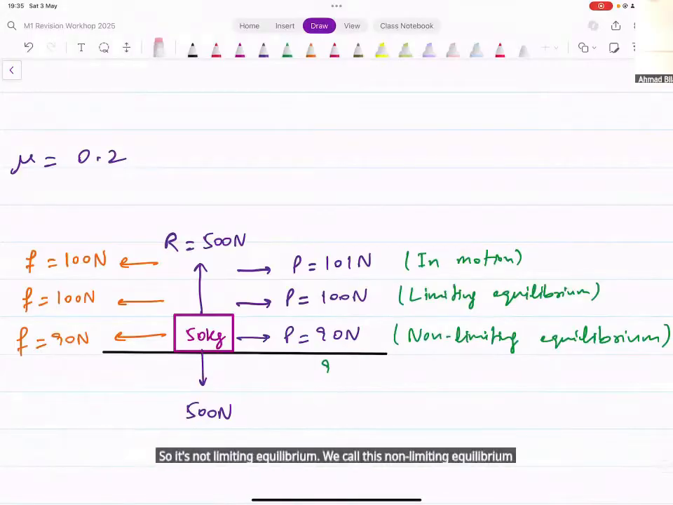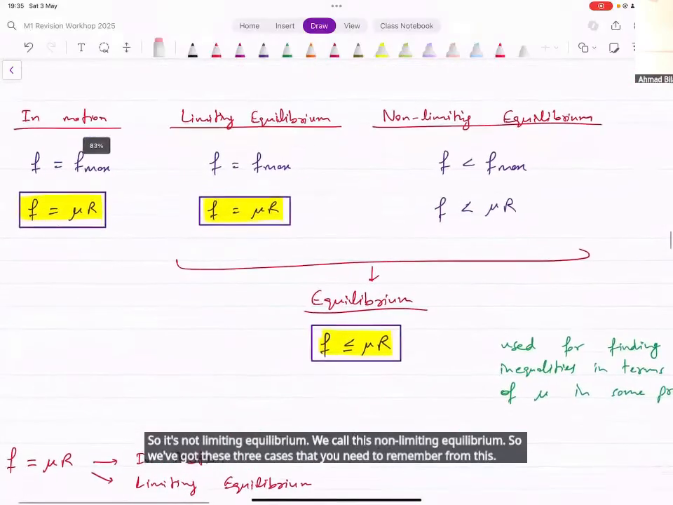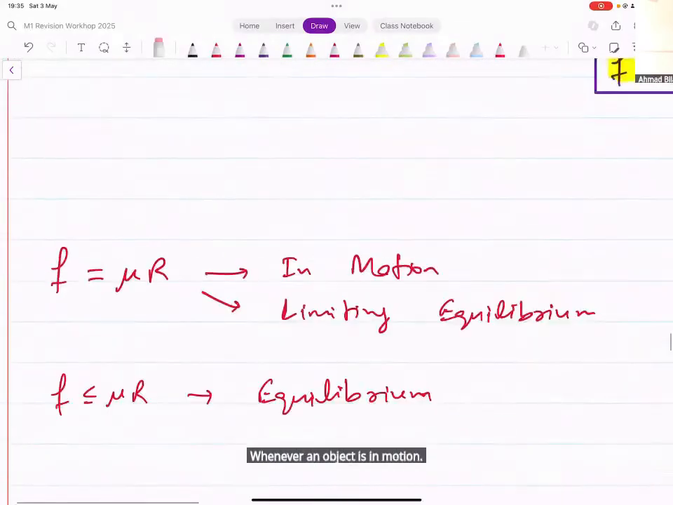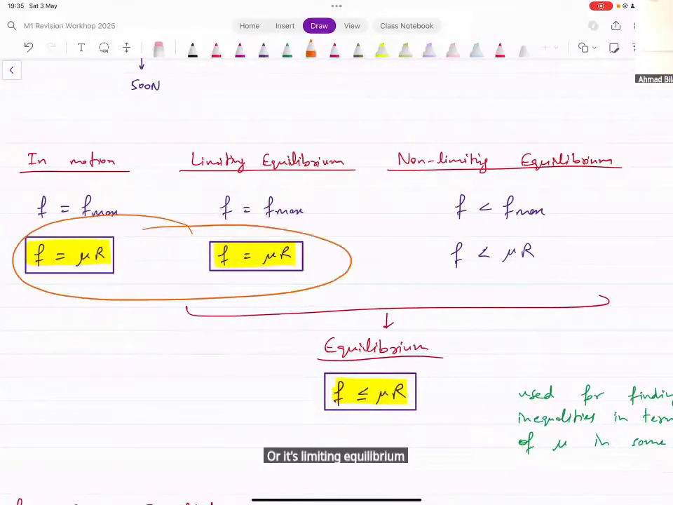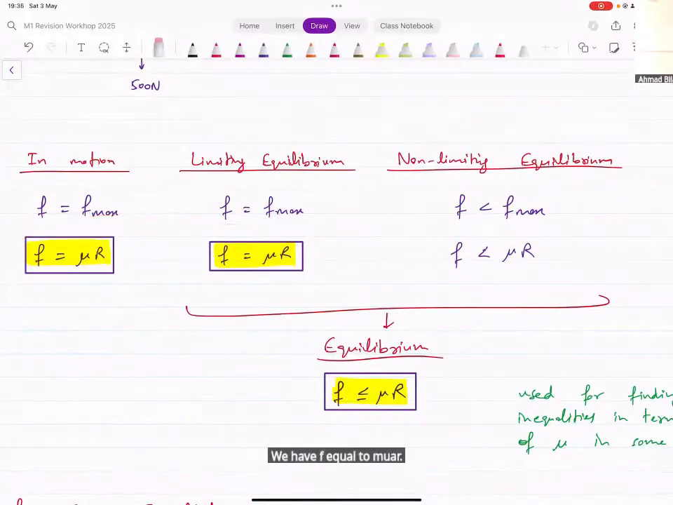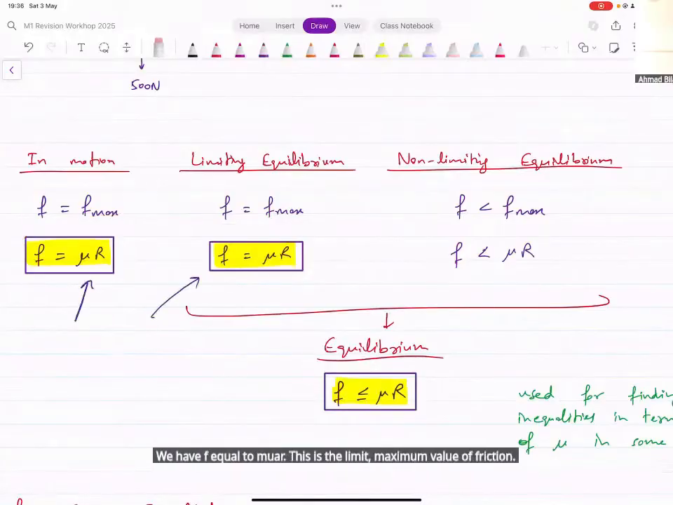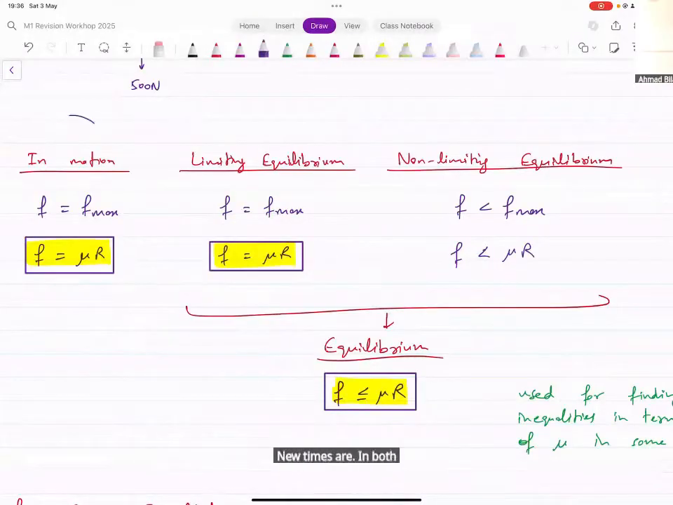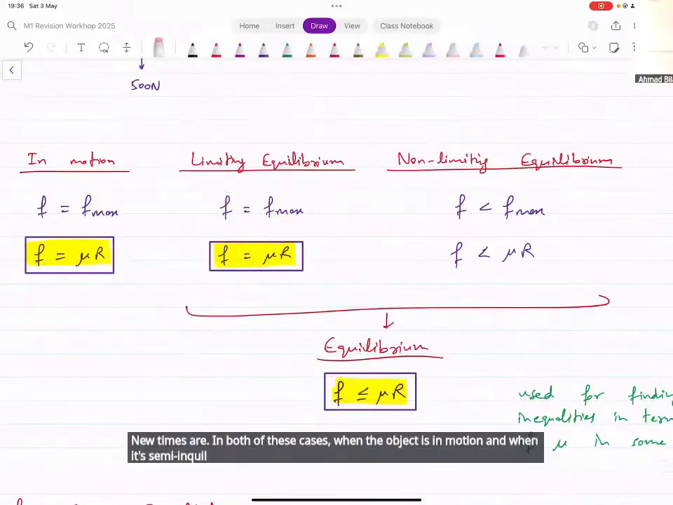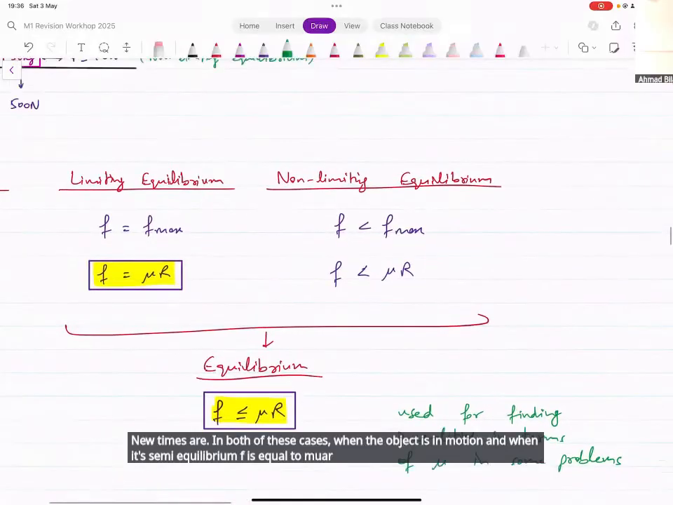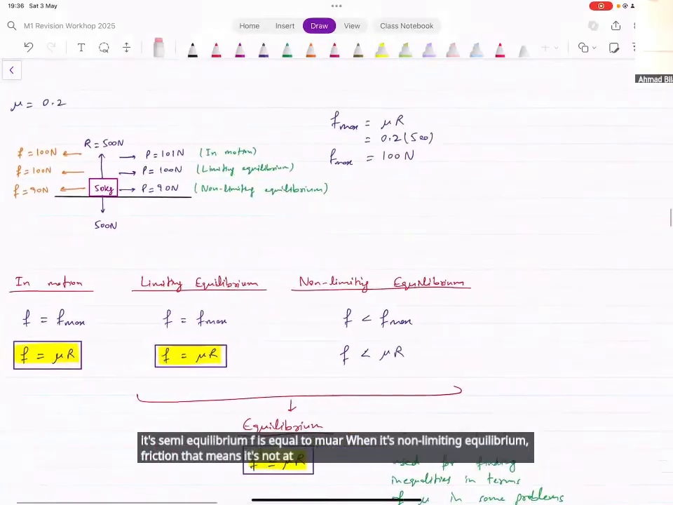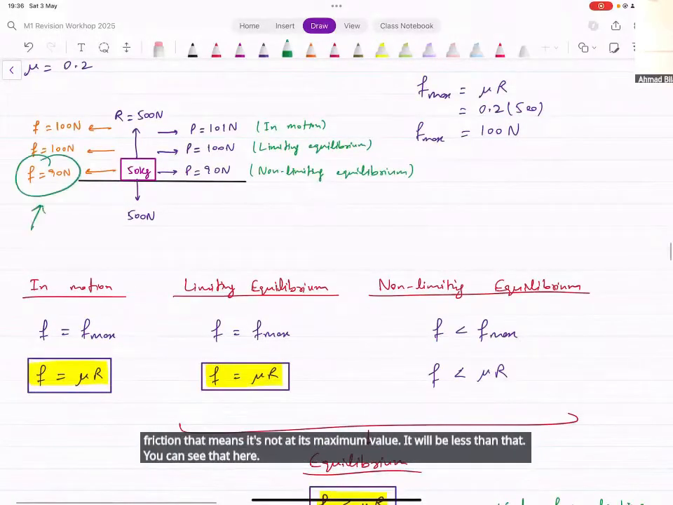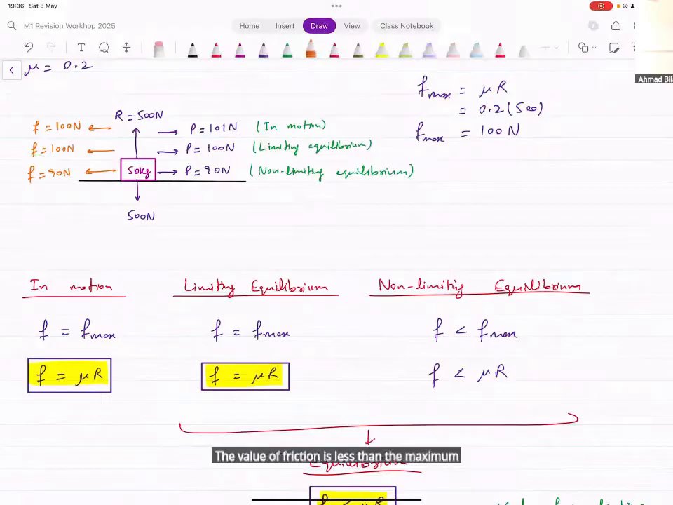So we got these three cases that you need to remember from this. Whenever an object is in motion, or it's limiting equilibrium, we have F equal to mu R. Okay, this is the limit, the maximum value of friction, mu times R. In both of these cases, when the object is in motion and when it's limiting equilibrium, F is equal to mu R. When it's non-limiting equilibrium, that means friction is not at its maximum value. It will be less than that. You can see that here. The value of friction is less than the maximum value. F is less than mu R.